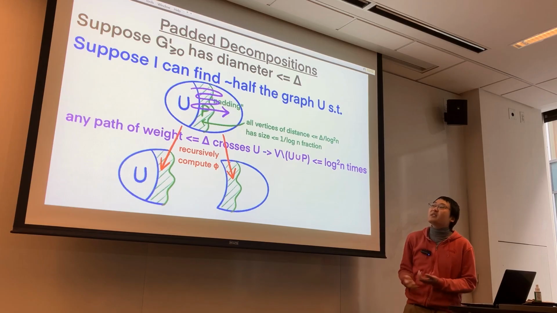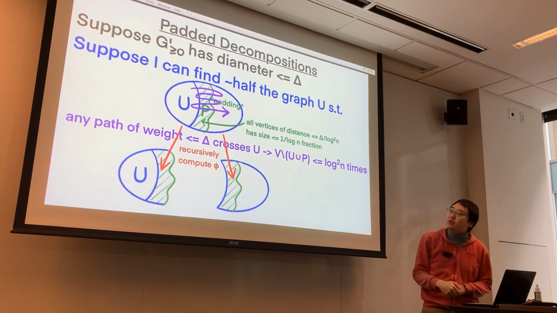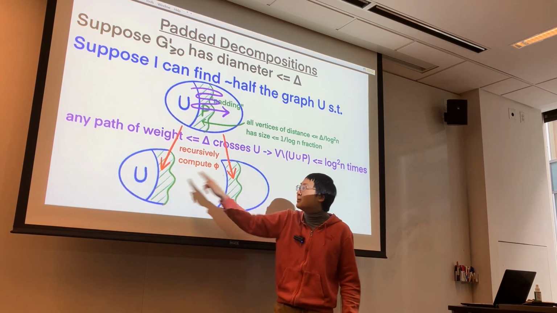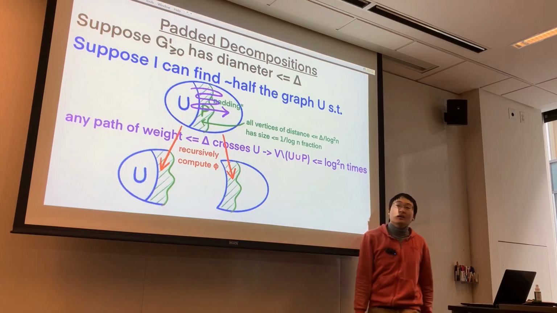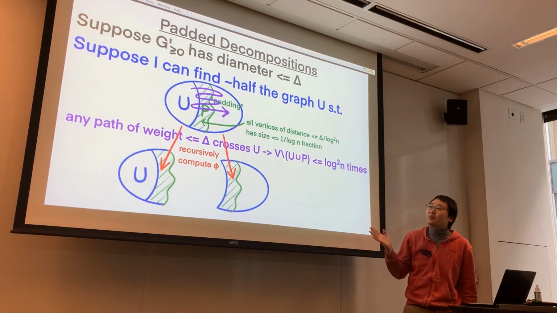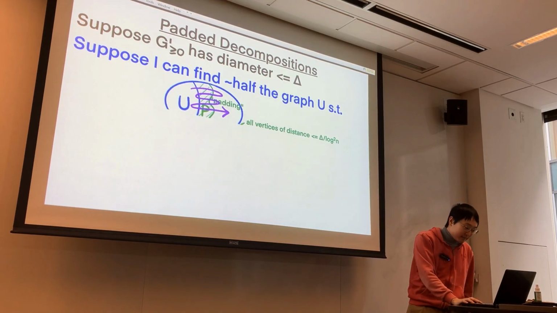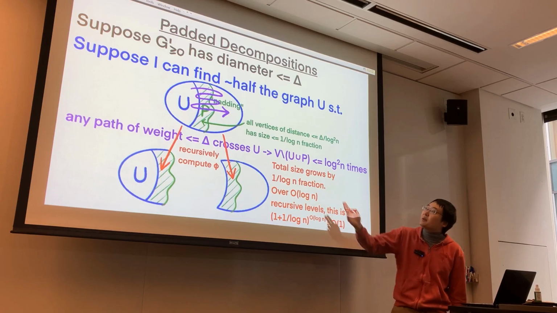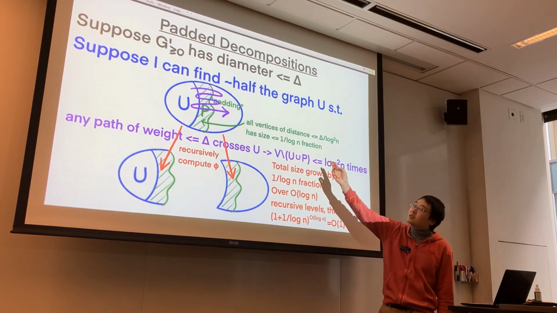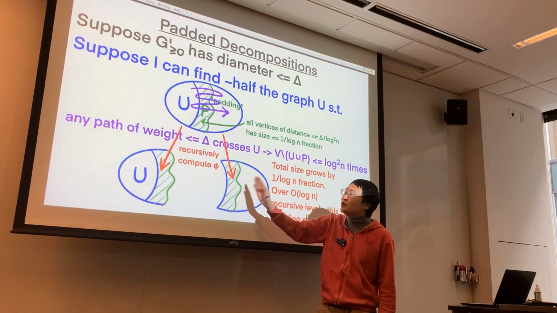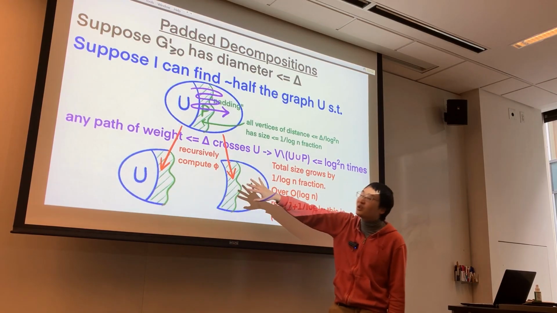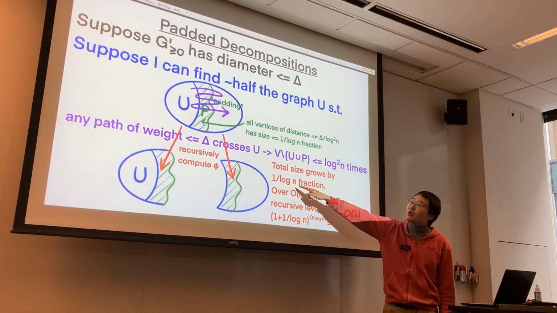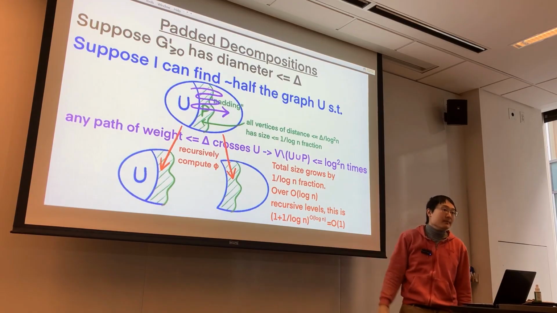Okay, so we're going to do something very similar. We'll recursively compute. But the catch is that now we're going to duplicate this padding on both sides. This will be important, and we'll see later on why. And the reason why the padding must be small is that the padding will be duplicated. This will increase the recursive calls slightly. The total size of recursive calls grows by a 1 over log n fraction.